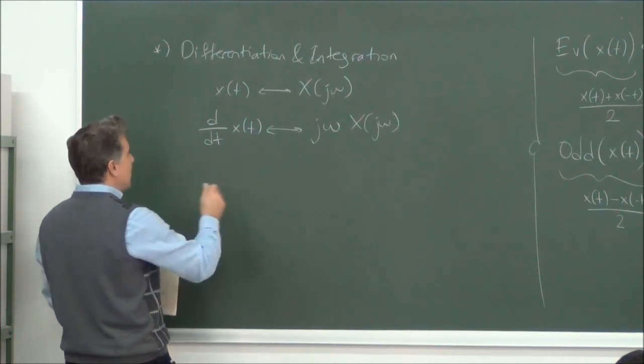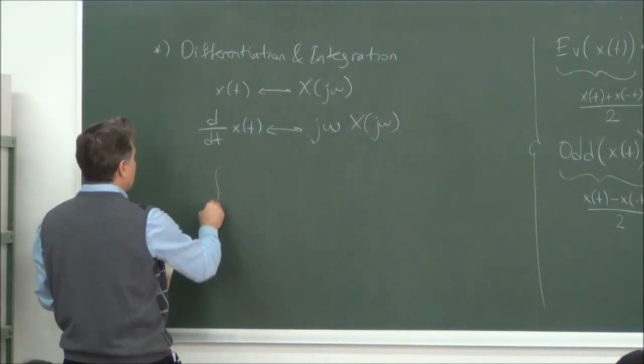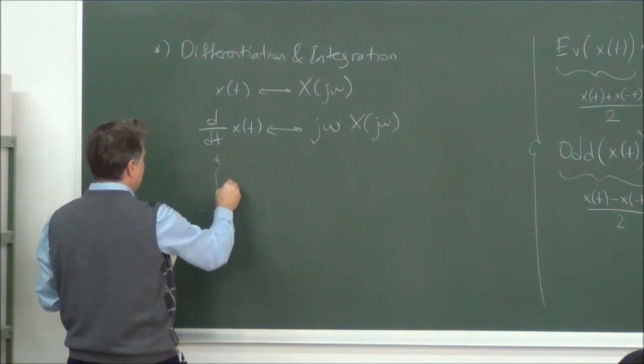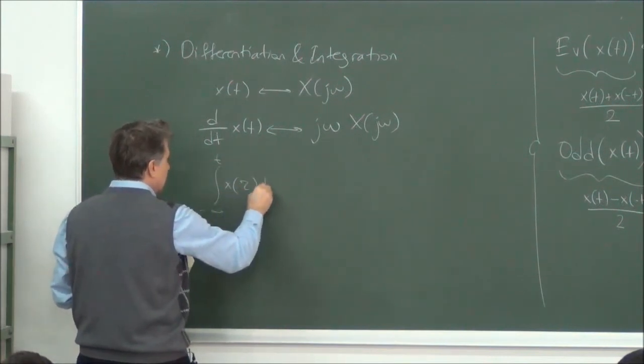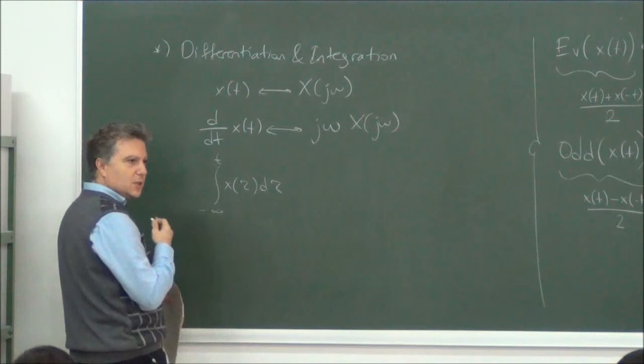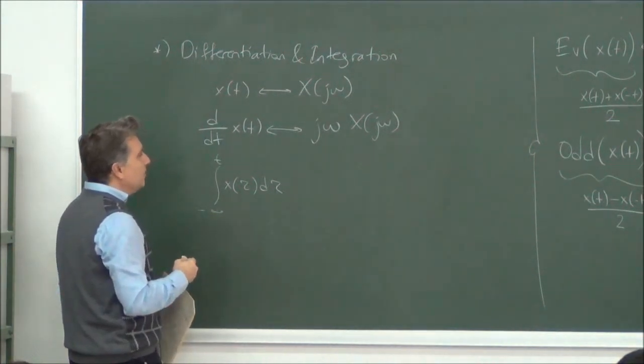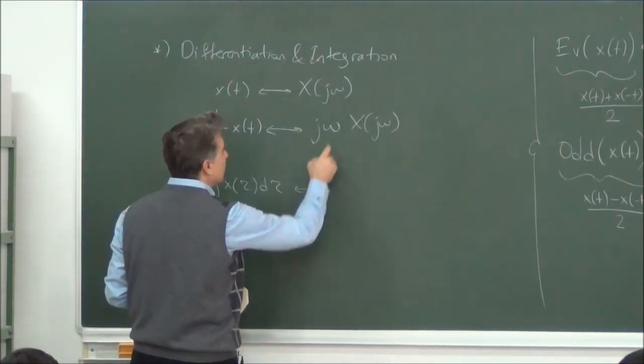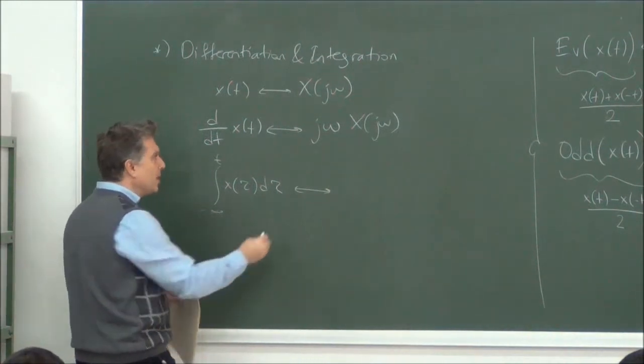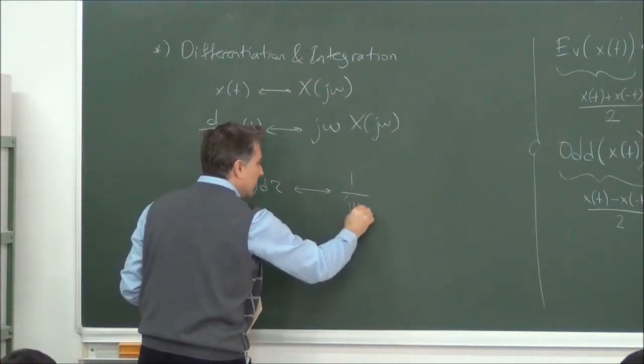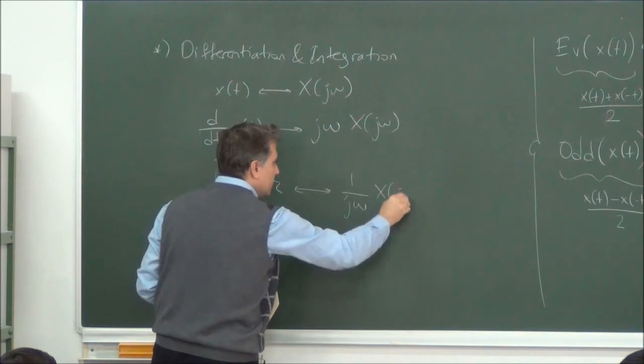But that's also a problem in the inverse operation. When you integrate your signal, which is when you accumulate your signal, what is the Fourier transform of that with respect to the original X of j omega? It is, of course, 1 over j omega times X of j omega.